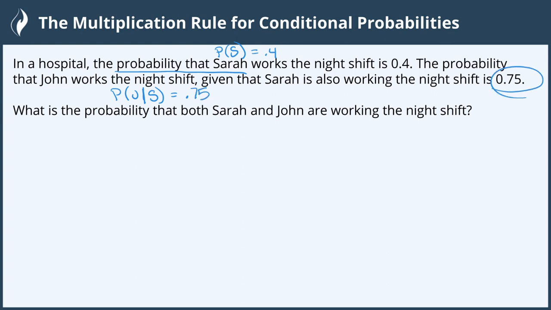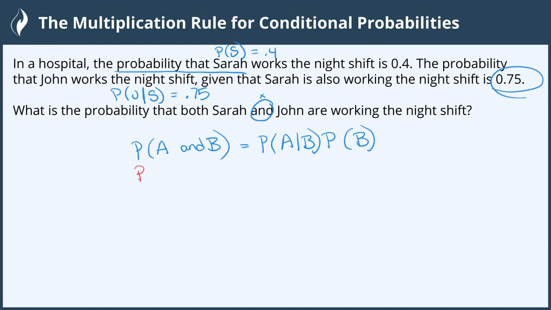Now we're looking for the combined probability that both Sarah and John are working the night shift. We know from previous experience that "and" is a conjunction, meaning multiply. So we're looking for the probability of A and B, although in our case we have Sarah and John. The formula for this is very similar to the multiplication rule for independent probabilities. We have the probability of A given B times the probability of B. We can just simply substitute John and Sarah into this.